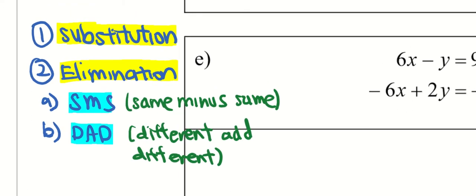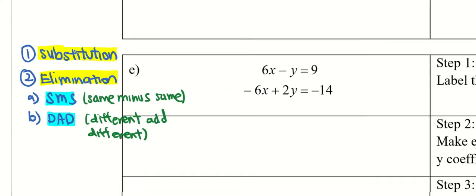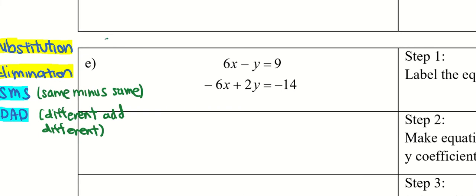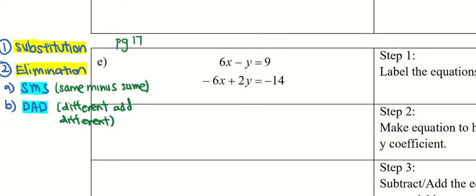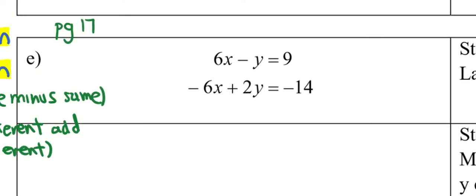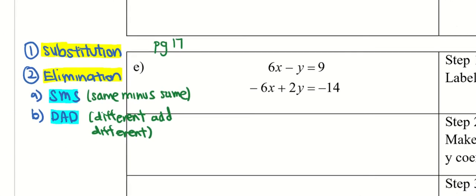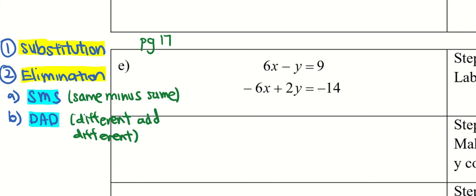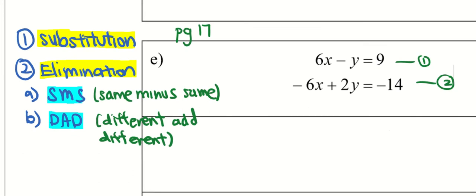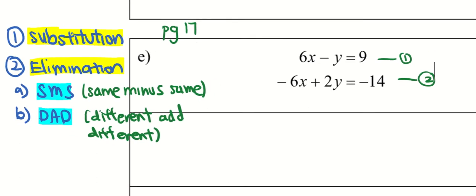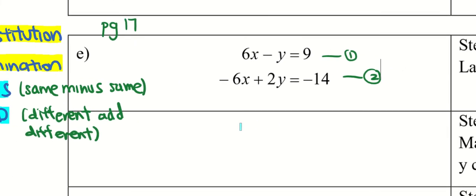So we're going to use either of these to solve our page 17, question E. Okay, this is on page 17 of your lesson notes. So let's take a look here and observe which of the following methods we can use to solve these two equations, 1 and 2. Pause for a while and think what method can we use, substitution or SMS DAD. Have you figured it out?